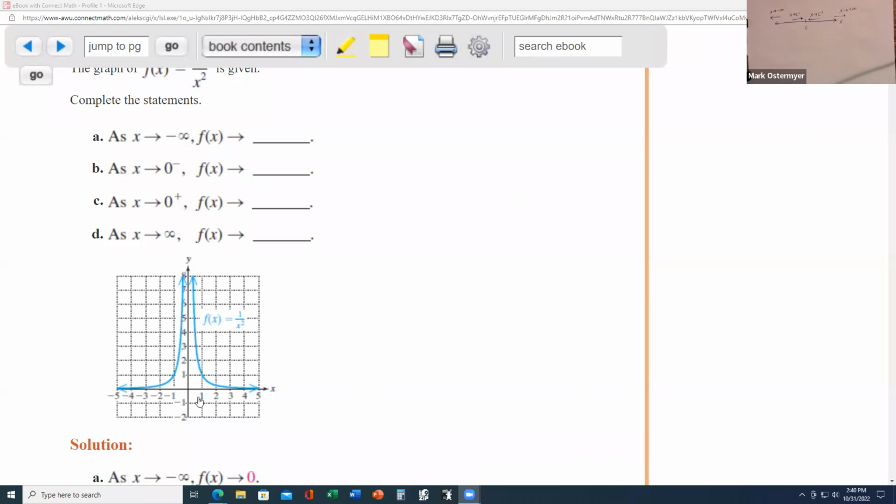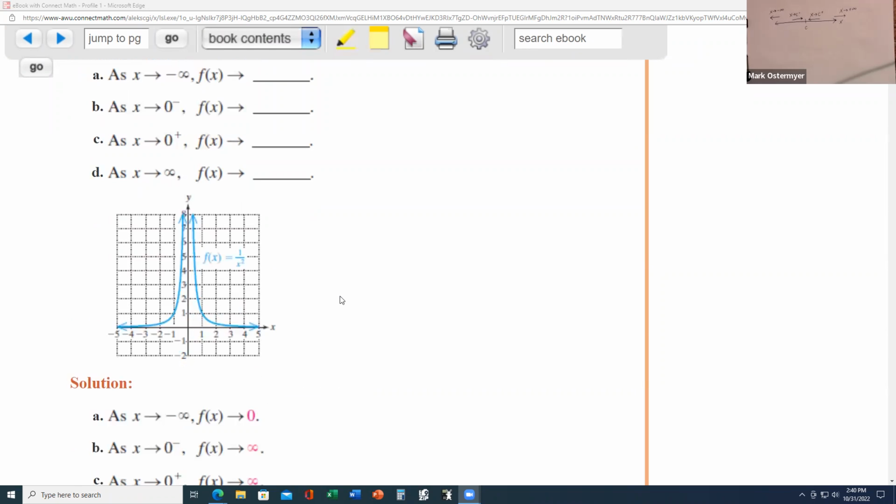Going on the other side of the y-axis and allowing x to approach 0 from the right, we see also that this graph is going up towards positive infinity. As x approaches positive infinity, we go far to the right on the x-axis. We see the graph is diving down towards the x-axis. So again, f of x is approaching 0.